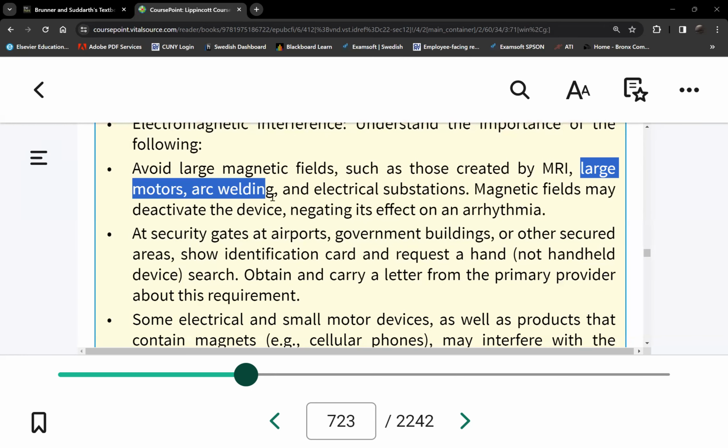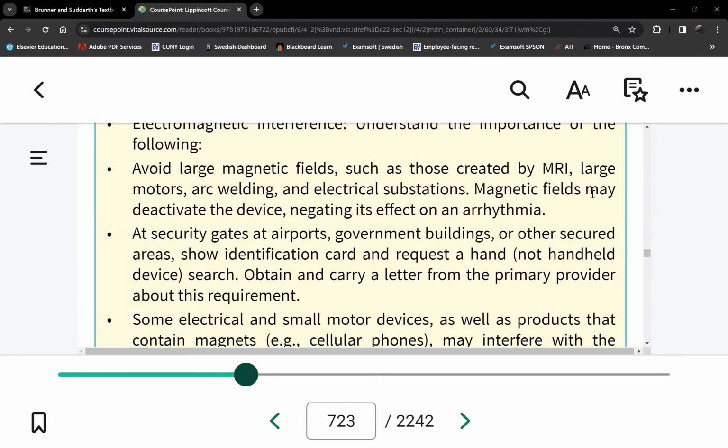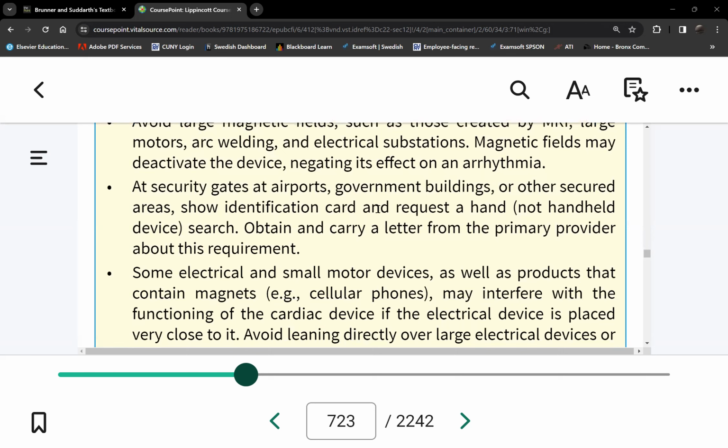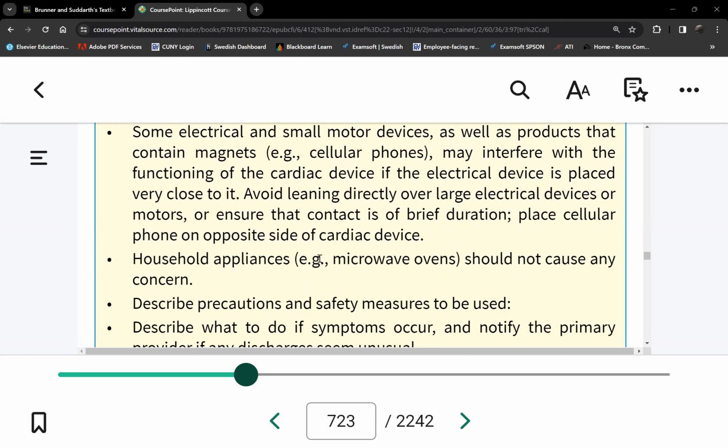So large motors include aircrafts, right? Airplanes, those GE engines, are those large motors? Yes. What about microwave ovens? Can they use them? Yes. What does this say? Yes. Household appliances, including microwave ovens, should not cause any concern.